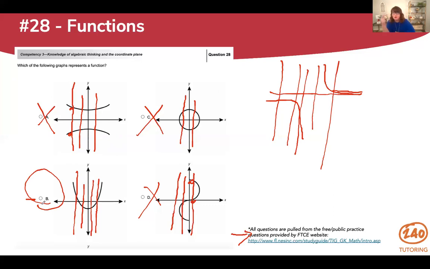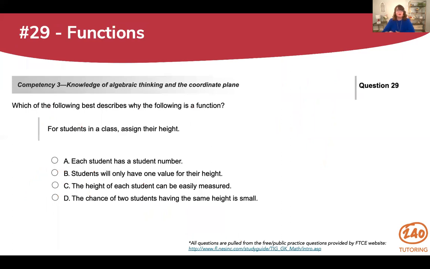Now, in the next question, we're going to talk about why that vertical line test actually works. Okay. So vertical line test, if it crosses twice, if it intersects twice, it's not a function. Okay. So we're going to keep going. This one actually helps you understand the last one a little bit better.